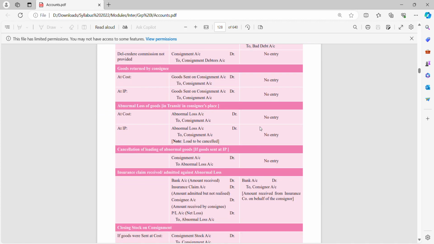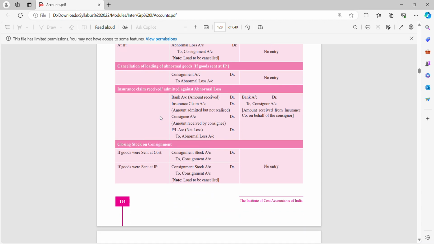Then you have goods returned by consignee. So goods returned by consignee you are recording here, at cost or at invoice price. Abnormal loss of goods in transit or at consignee's place, that you are recording here. So you have an abnormal loss. So abnormal loss, debit all expenses and losses. So if you see, the opposite part is nothing. The other aspect of your transaction is consignment.